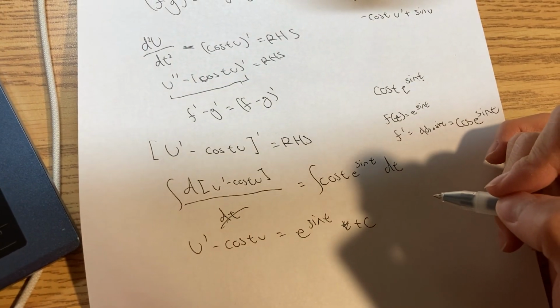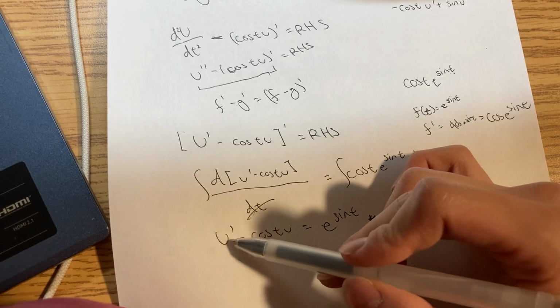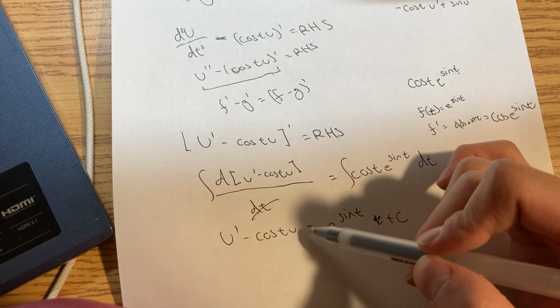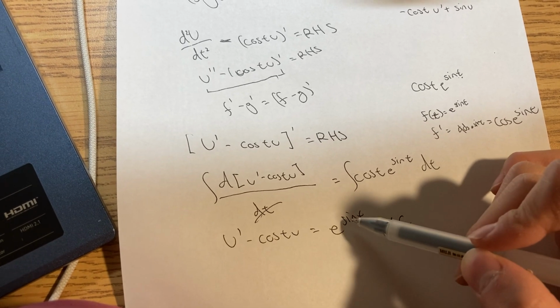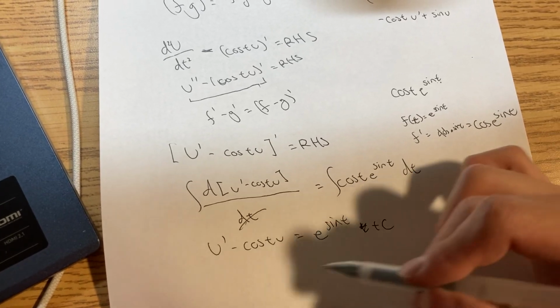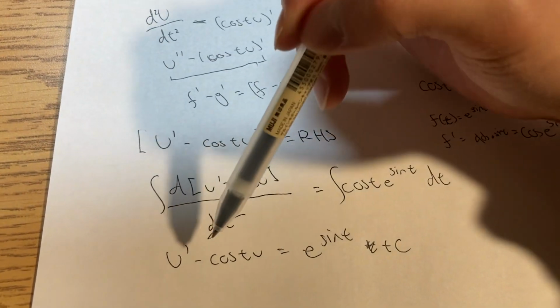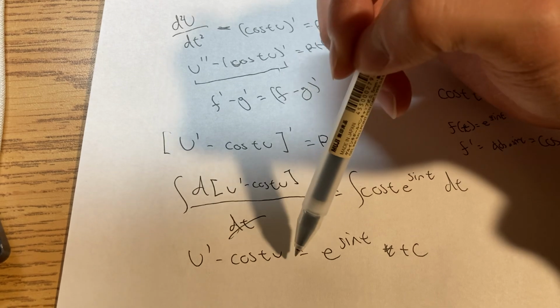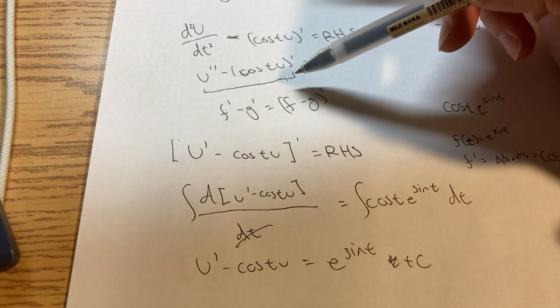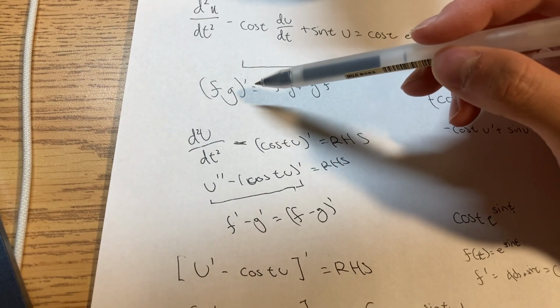Okay, so now this is a first order linear equation. You have u prime minus some function of t times u is equal to some function of t again. This e to the sine t, and this constant. This is pretty easy. We just have to add an integrating factor. So the way we do this is that we see that u prime minus cosine t u is almost like this form right here, f g prime.